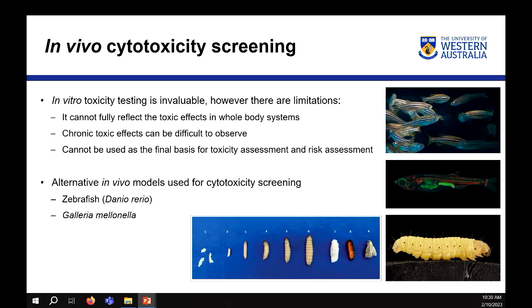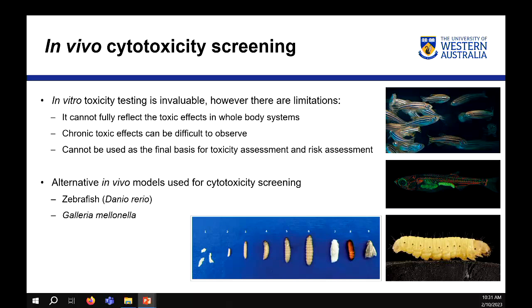So when you're doing this toxicity testing in the monolayers, you're looking at an effect straight away. But what about longer term? What about longer term exposure to drugs? So these chronic effects are more difficult to observe, and we can use it as an indication of getting rid of really super toxic drugs initially, but it can't be used as the final basis for toxicity assessment and risk assessment.